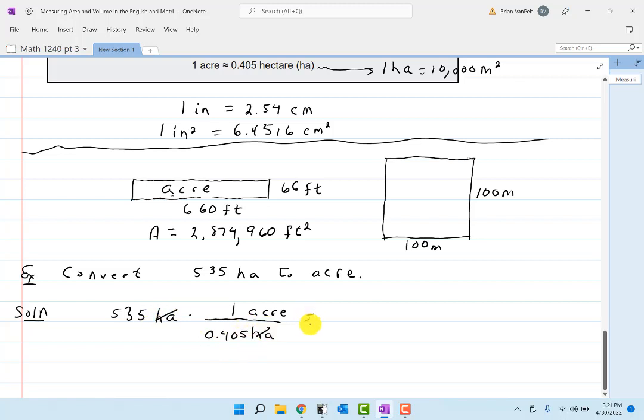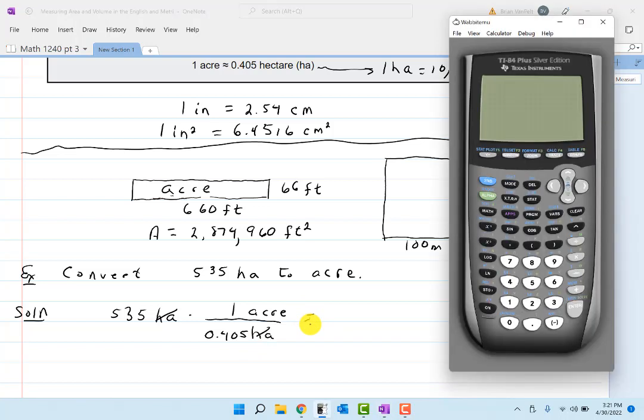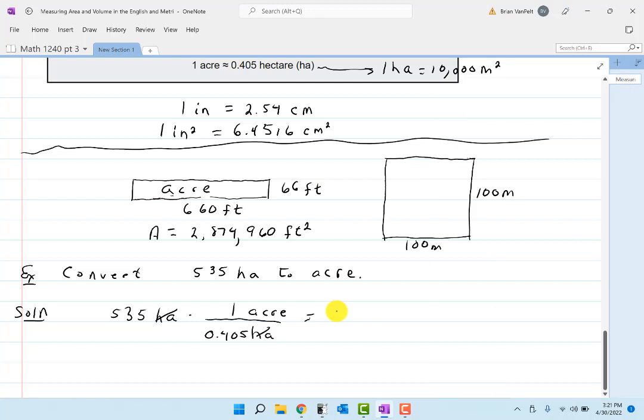And the rest of the problem, of course, then, is a calculator exercise. 535 divided by 0.405. And we end up, if I round to 3 places, 1,320.988 acre.